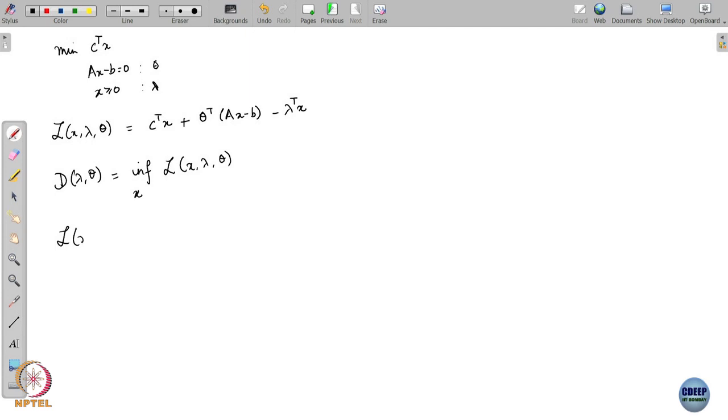So to evaluate this more clearly, let's gather together the coefficients of x. So let's write L of x comma lambda comma theta in this way: c minus A transpose theta minus lambda, the whole thing transpose x, and then I am left with a minus theta transpose b.